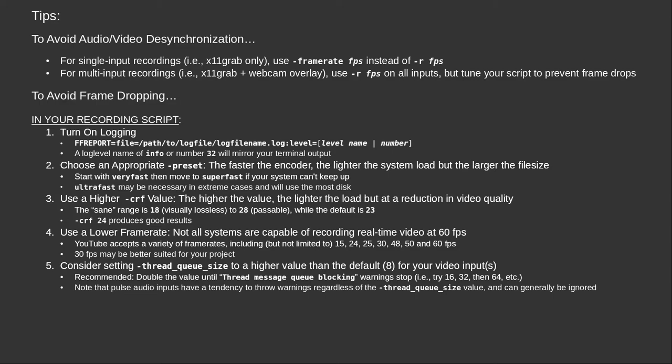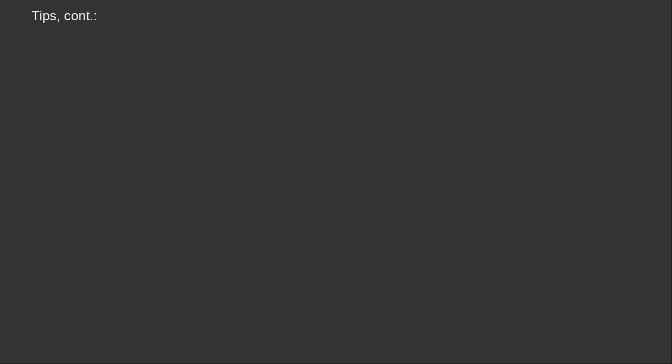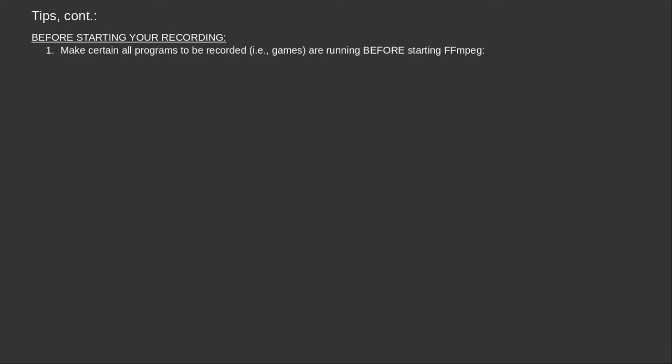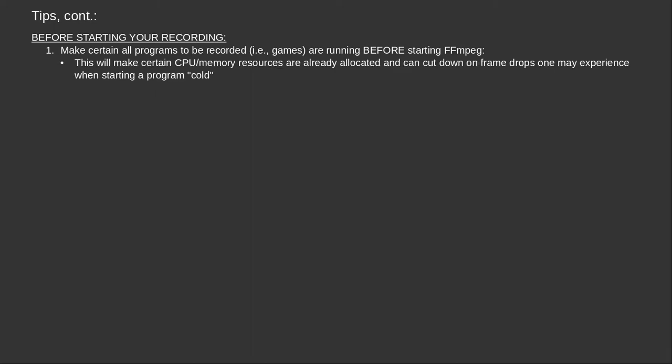So you're recording your video to the same machine that you're producing content on. So either you're recording a game, you're playing on the same machine, however it works out. Before you start your recording, make certain all programs to be recorded, like games, are running before you start FFmpeg. Now this will make certain that CPU and memory resources are already allocated to those programs, and they can cut down on frame drops one may experience when starting a program cold.